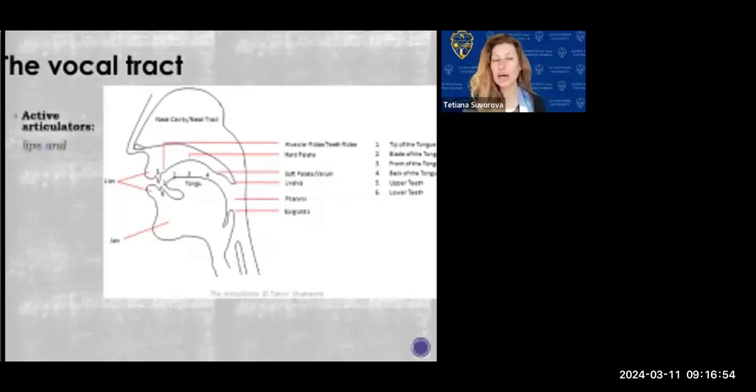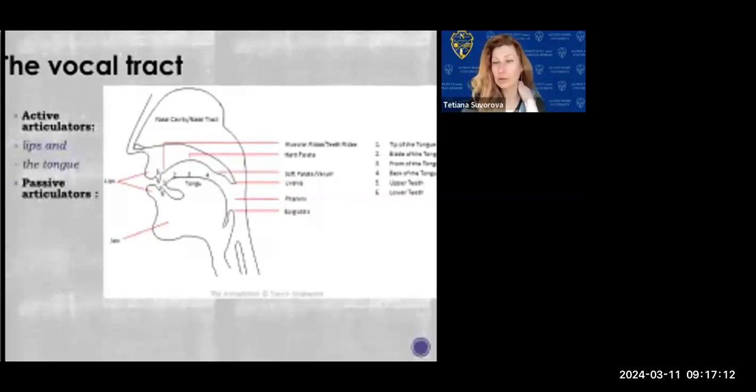What we refer to as active articulators are certainly the lips and the tongue, because they can move, so they can close, open, become wider, or maybe narrower.